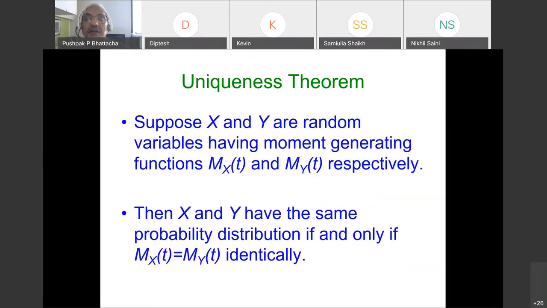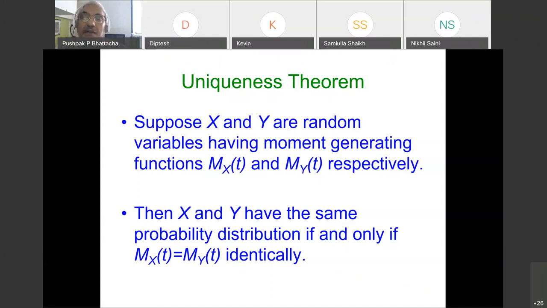But before that, there is another powerful theorem called the uniqueness theorem. Suppose x and y are random variables having moment generating functions mxt and myt respectively. Then x and y have the same probability distribution if and only if mxt equals myt identically. So that means if the moment generating functions are identical, then the underlying probability distributions also are identical. This is called the uniqueness theorem. We would like to look at the proof of the uniqueness theorem also at some point of time.